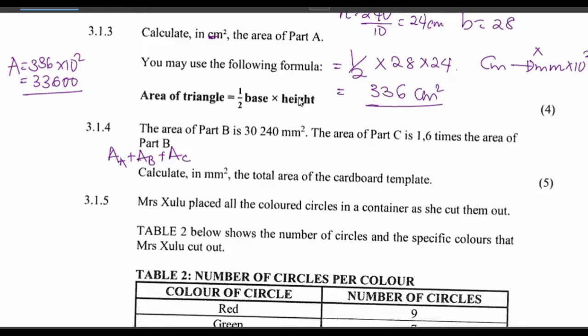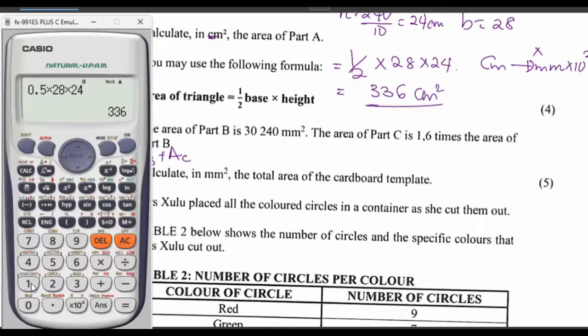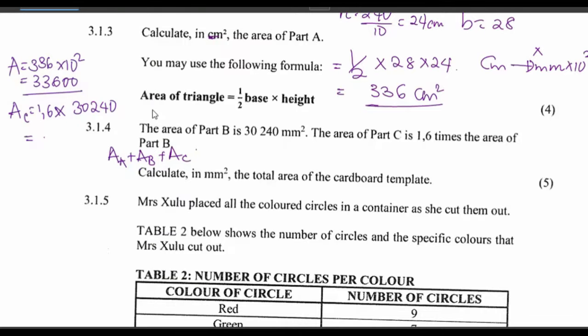This is A. Then you have to look for area of C, which is 1.6 times the area of B. And the B, they have already told you, is 30,240. So what is the area of C? Let's come down and we look at the area of C. 1.6 times 30240 equals 48,384.